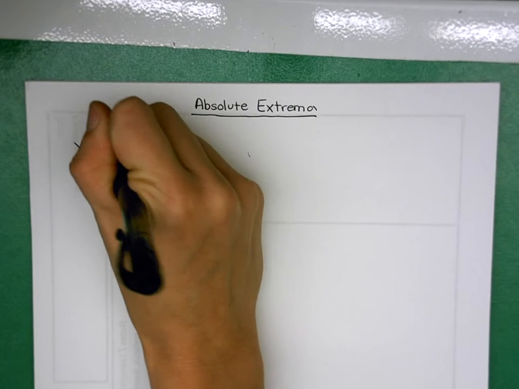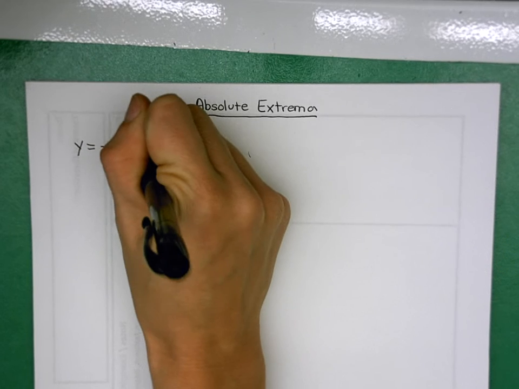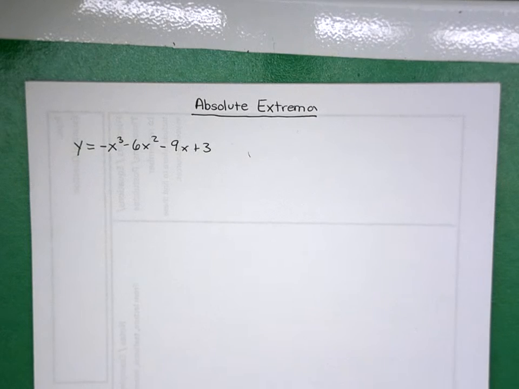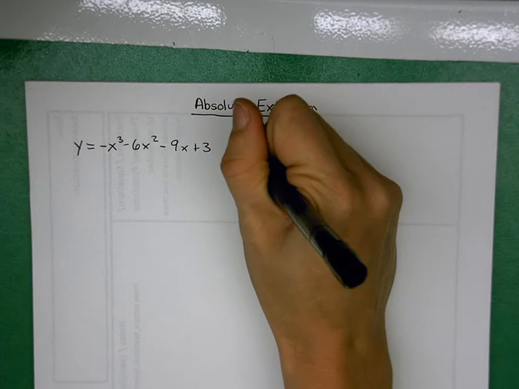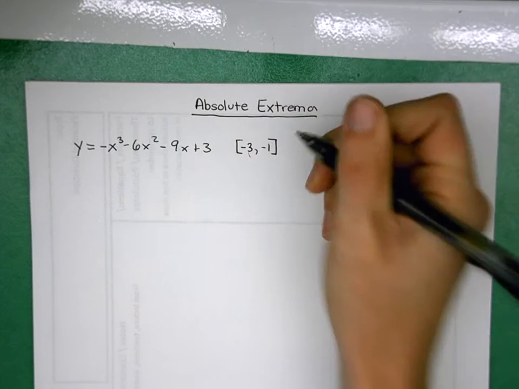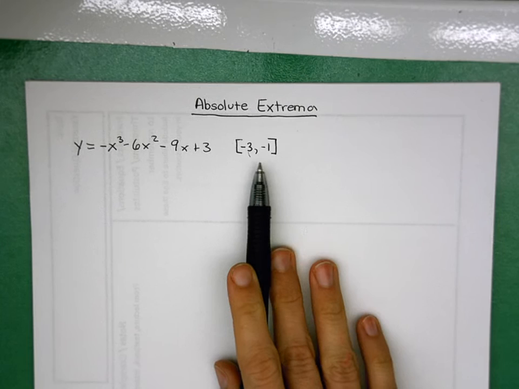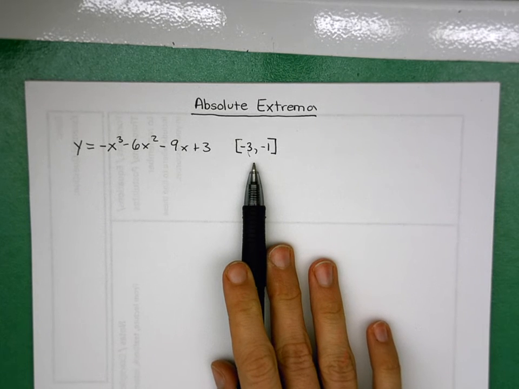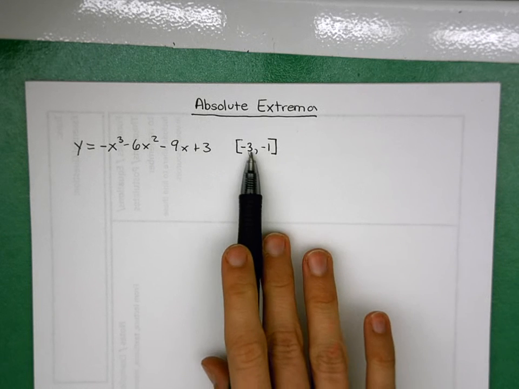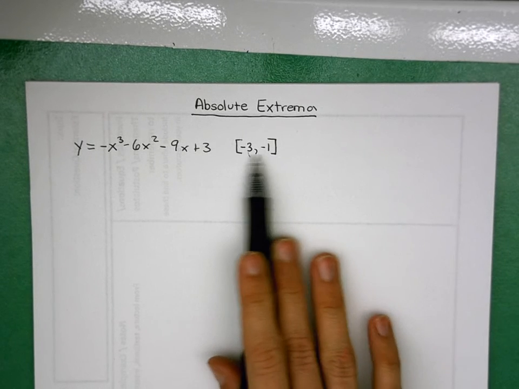equals negative x cubed minus 6x squared minus 9x plus 3. And you'll be given an interval, usually a closed interval like negative 3 to negative 1. The reason for this interval is the other place for an absolute extrema besides relative extremas, which we'll find here in a bit, the other locations of potential absolute extremas are these two endpoints, right?